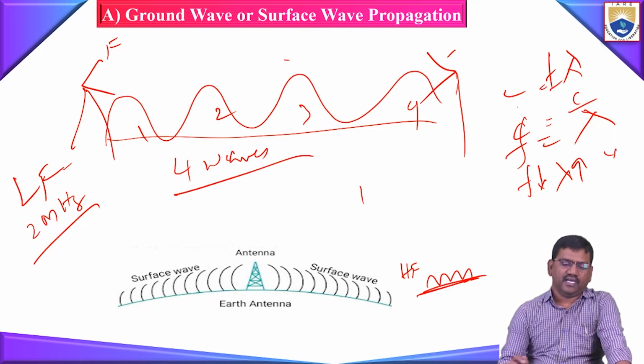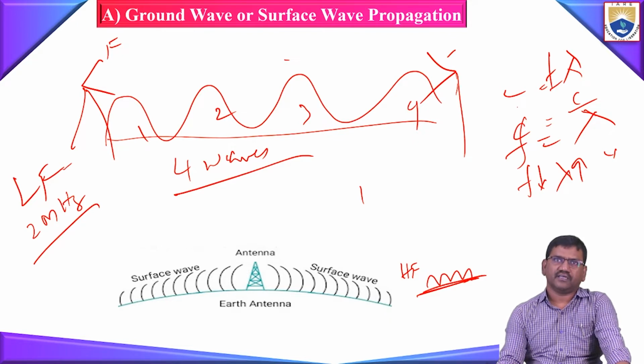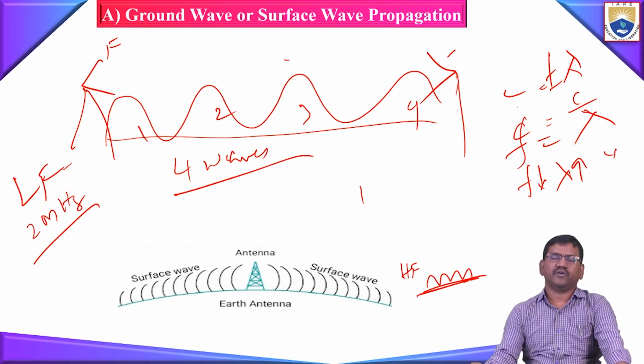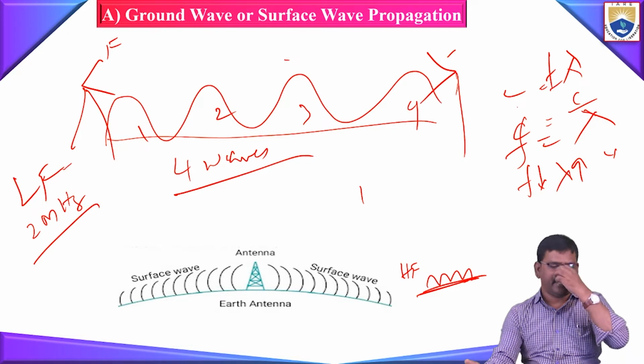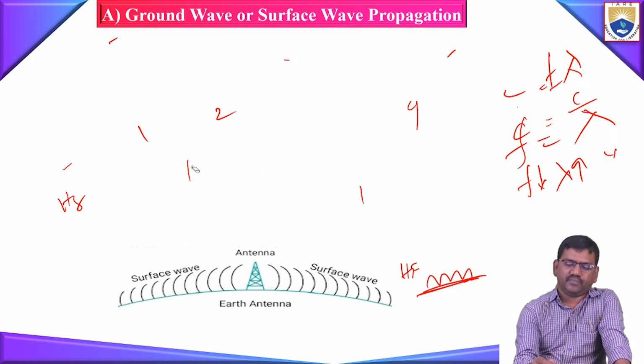Hence, only low frequency signals can be propagated through ground wave propagation. If a high frequency signal is propagated, more loss of energy takes place. Only 50% of the energy will reach the receiving antenna from the transmitted radiated power. And the second advantage is that it is used particularly only for short range communication.